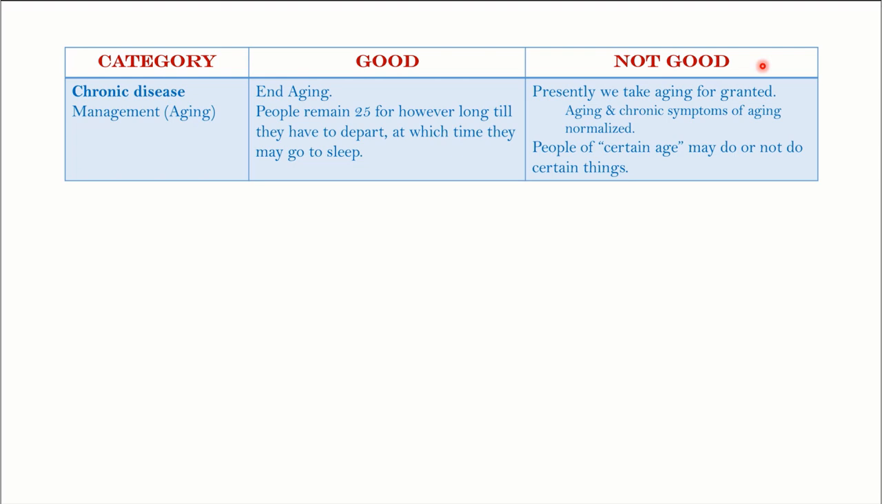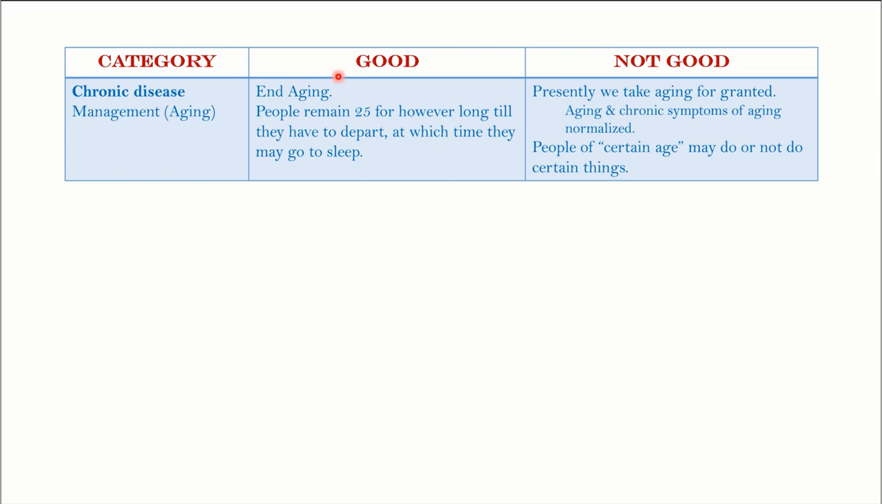As a result of age-related diseases, people both young and old have to deal with a lot of ageism. We must first end the disease of aging, including symptoms like gray hair and wrinkles and other chronic diseases, which we pass off as normal for people of a certain age. We have to reintroduce the era where people remain 25 years of age. They may remain young for however long their loved ones will abide them, till it's time to meet their maker, at which time they may go to sleep.